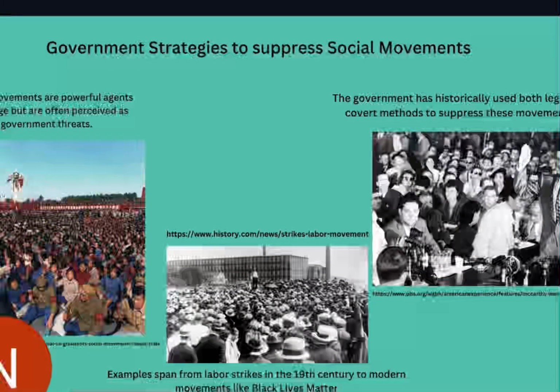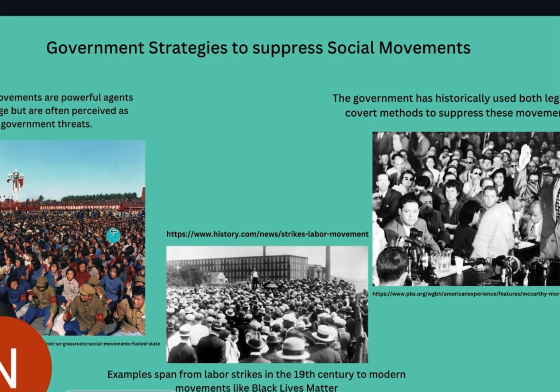Lastly, violence and intimidation. From police brutality to arrest and imprisonment, governments use fear to deter participation. In some cases, they deploy military forces against their own citizens, as seen in the Tiananmen Square protests.